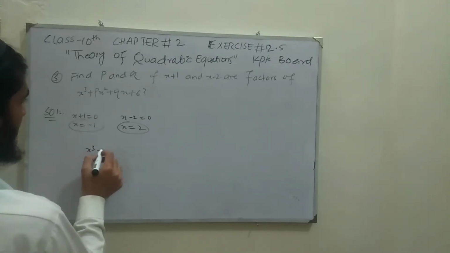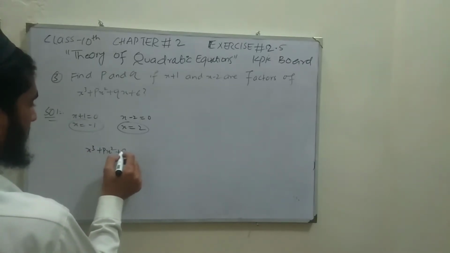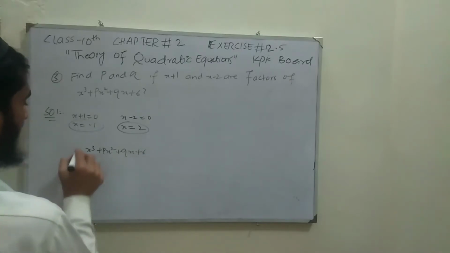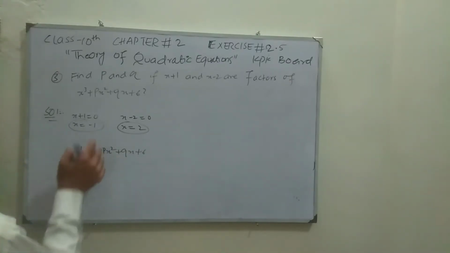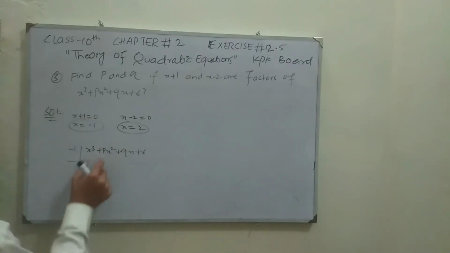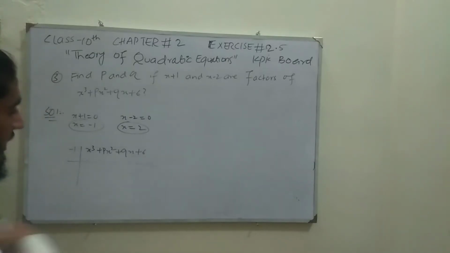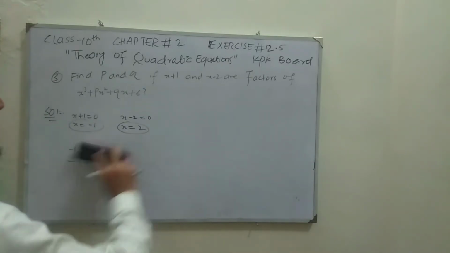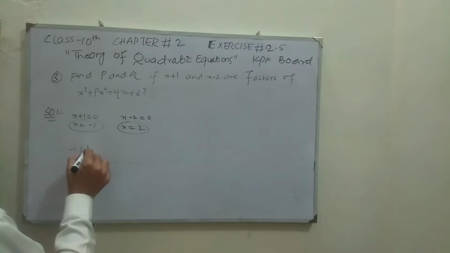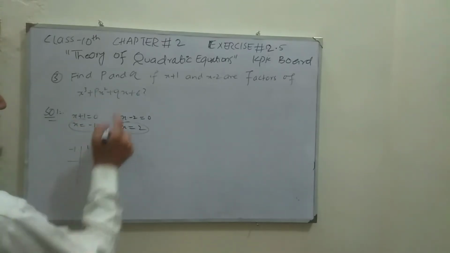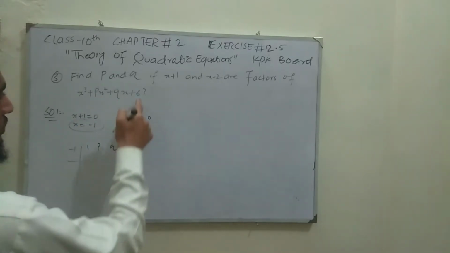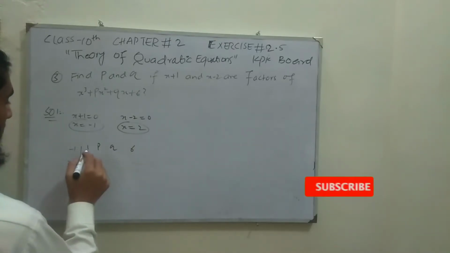Take x power 3 plus px square plus qx plus 6 and apply the synthetic division formula. First take minus 1. We take the coefficients: the coefficient of x power 3 is 1, the x square coefficient is p, the x coefficient is q, and 6. The 1 will come down the same.